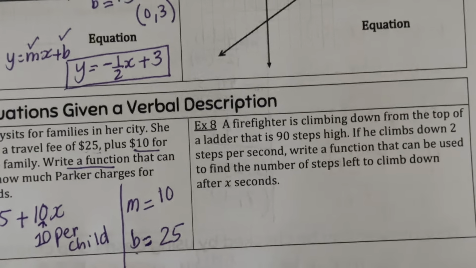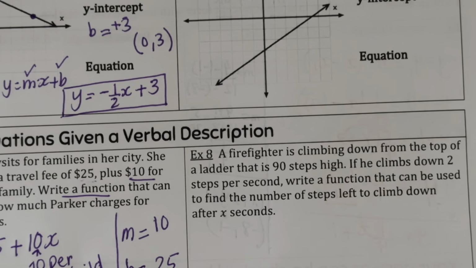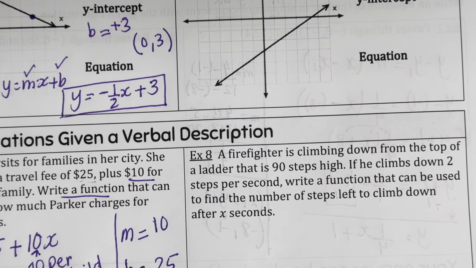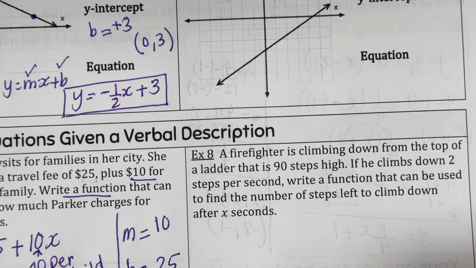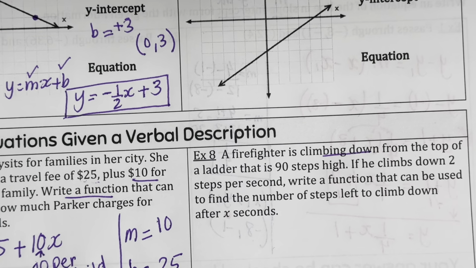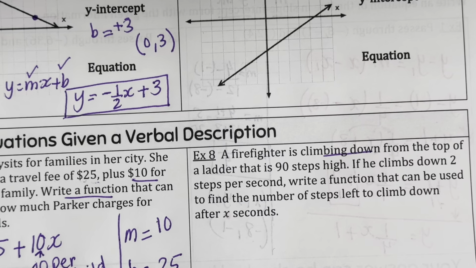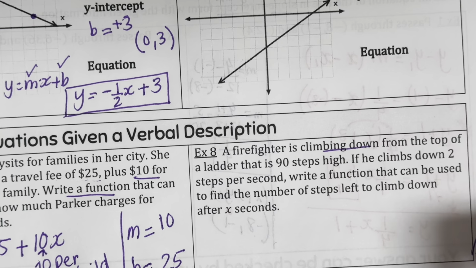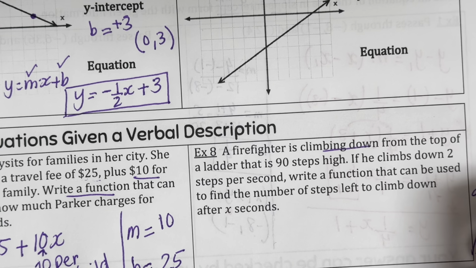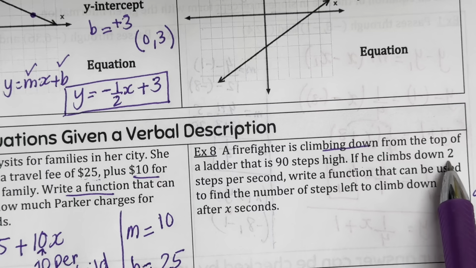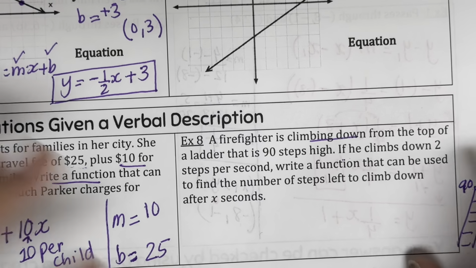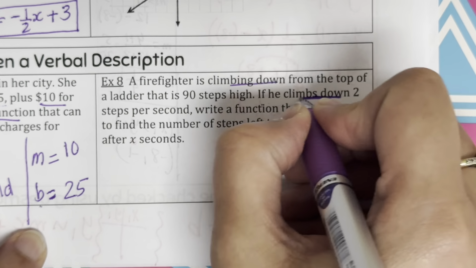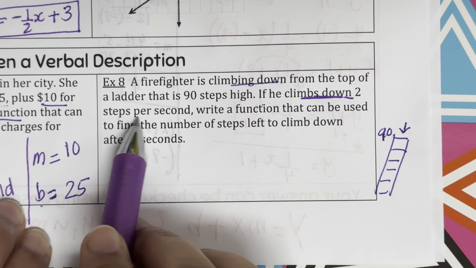The next one is a firefighter. Let's see what that one is. A firefighter is climbing down from top of a ladder. He is climbing down. So he's getting down a ladder that is 90 steps. So there's a ladder that has 90 steps. He is over here. And if he climbs 2 steps per second, so he is coming down 2 steps per second. Your other keyword is he's climbing down, 2 per second.